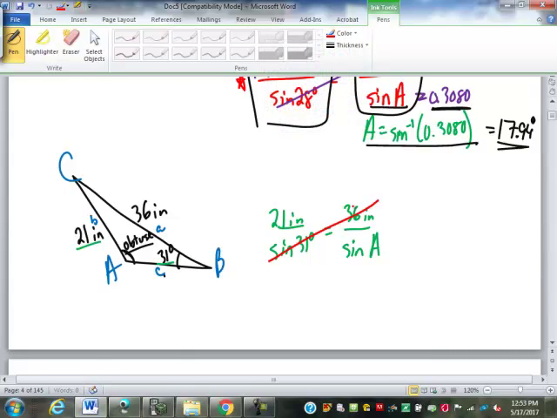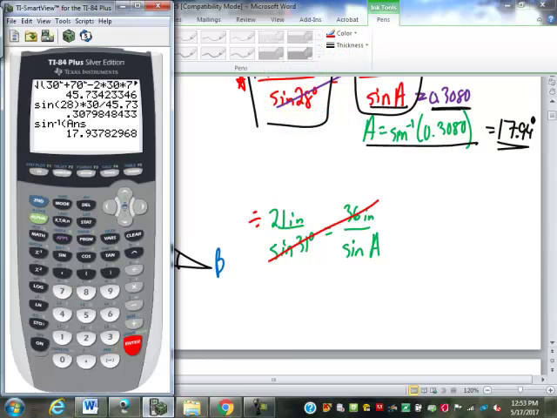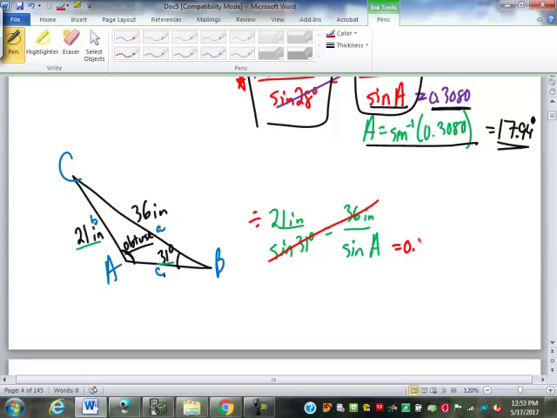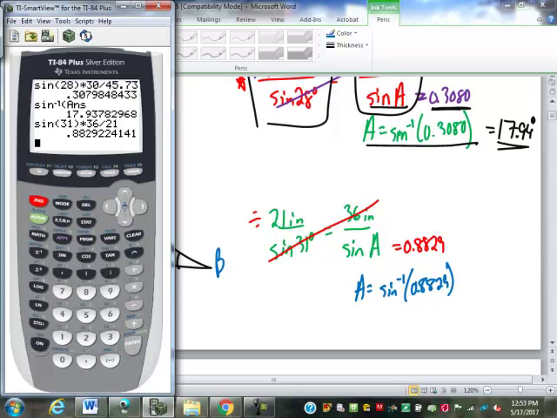So we're going to cross multiply and divide here. So sine of 31, close that parentheses, times 36 divided by 21. I get 0.8829. Now that is the sine of angle A. So A is the inverse sine of 0.8829, which is going to be second sine, second answer. It's going to try to tell us that's 61.99, 62 degrees.